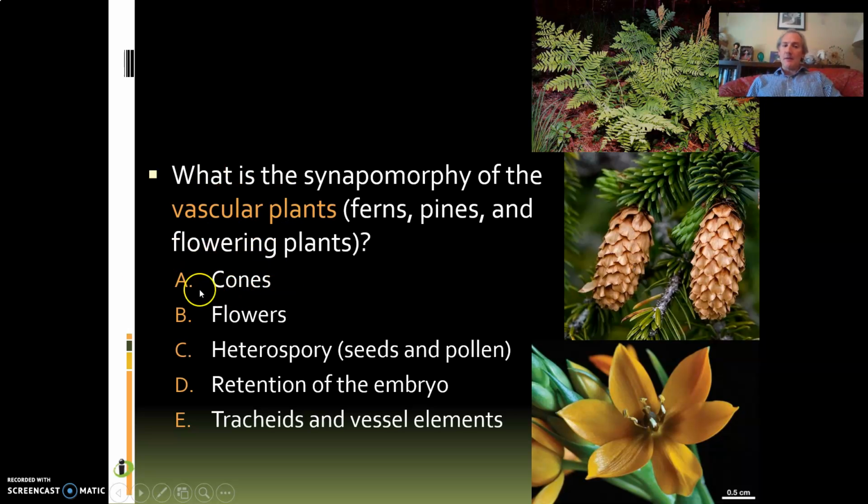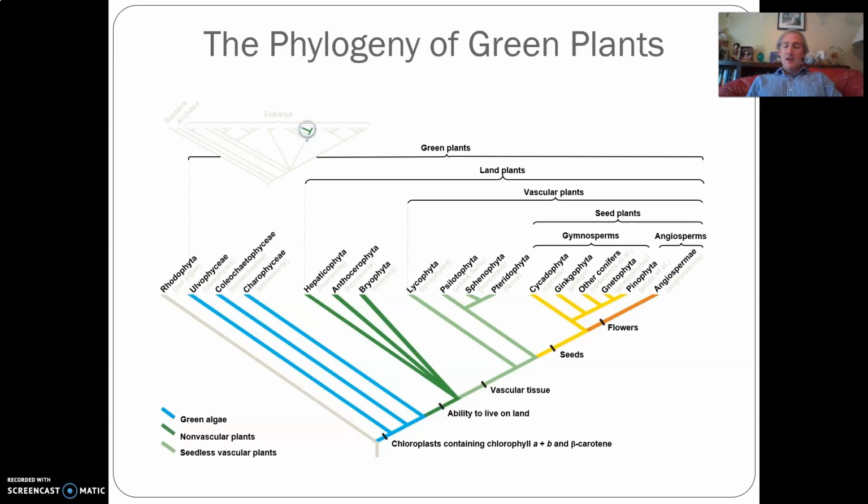The other traits, can you name the clade that these define? So what clade defines cones? Yep, that's the gymnosperms. Which one is flowers? You got that, the flowering plants. You could have thrown fruit here if you wanted it more challenging. What about heterospory, seeds and pollen? That's the seed plants, or the pollen plants, or the heterosporous plants. Retention of the embryo, what group of plants is that? Yep, that's all land plants. Good job. Okay, so here's the phylogeny that we saw before.